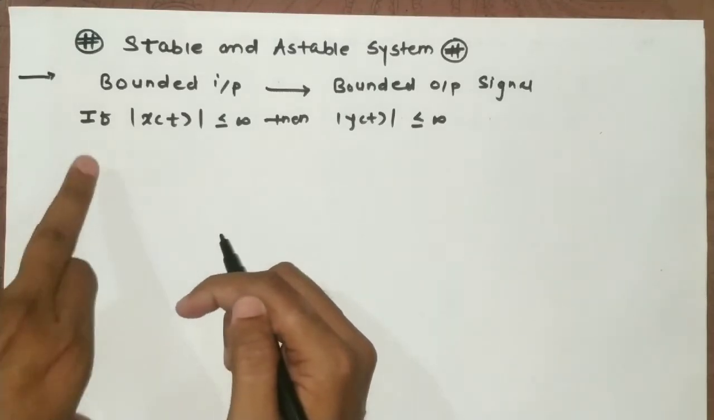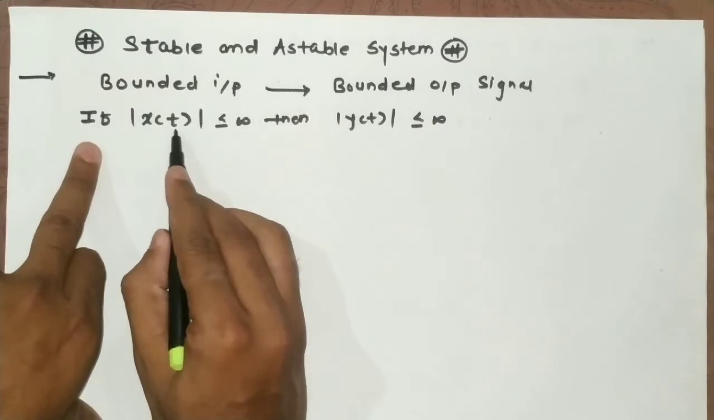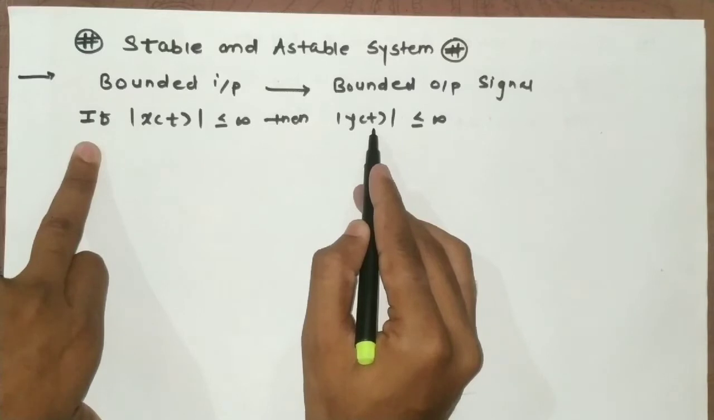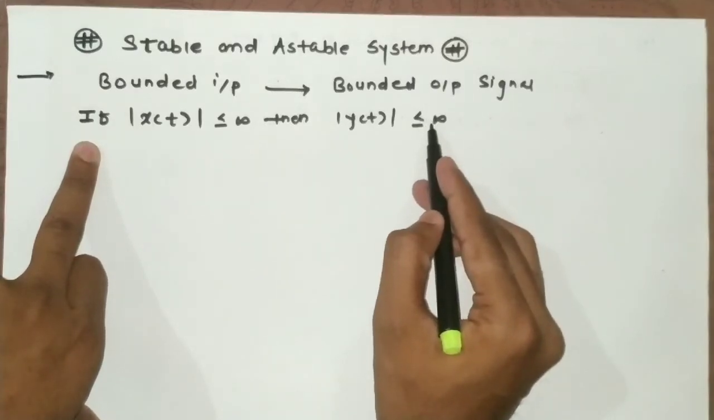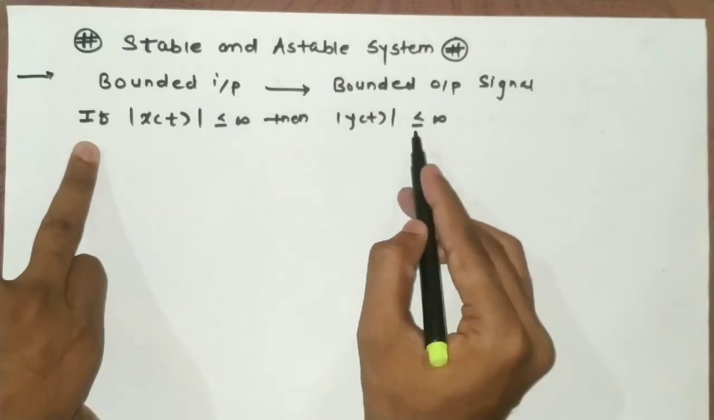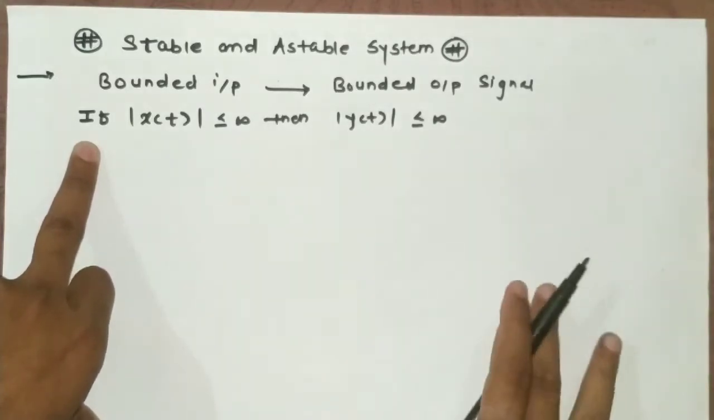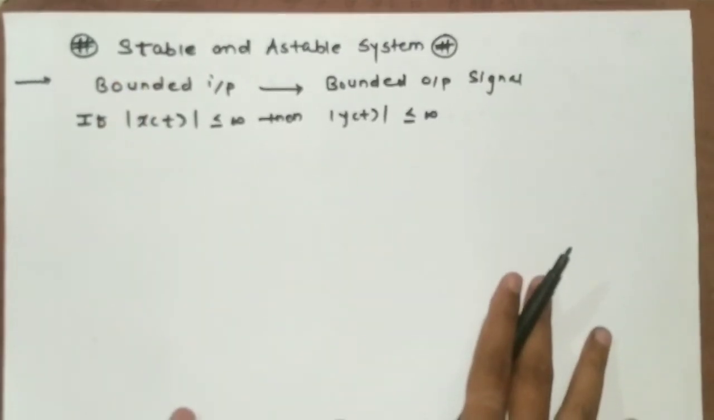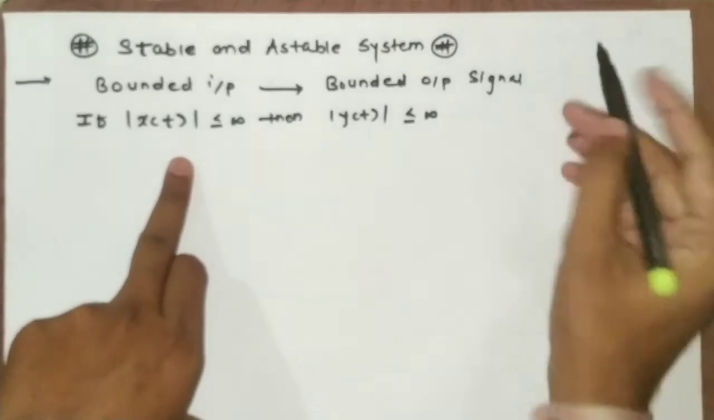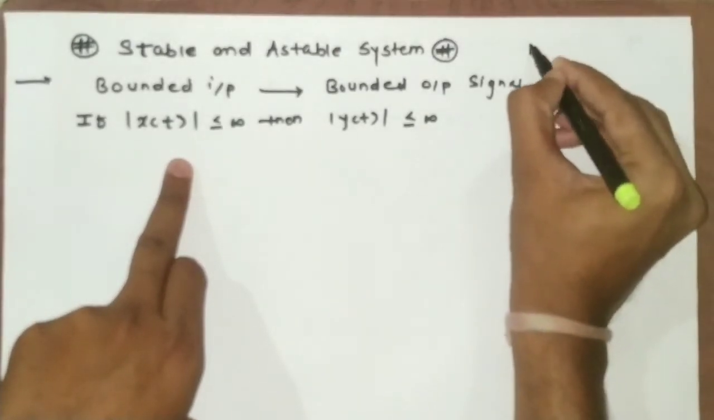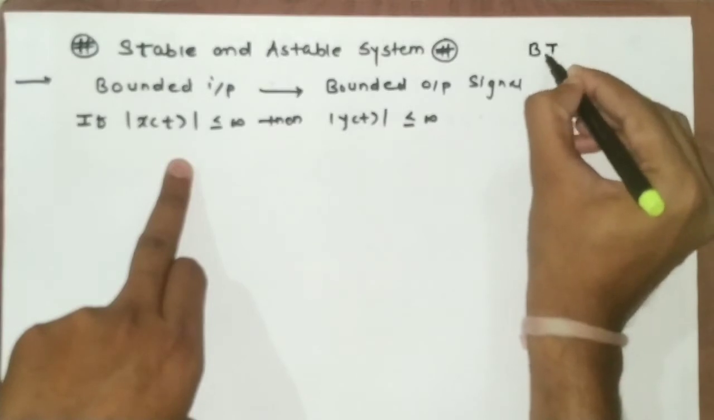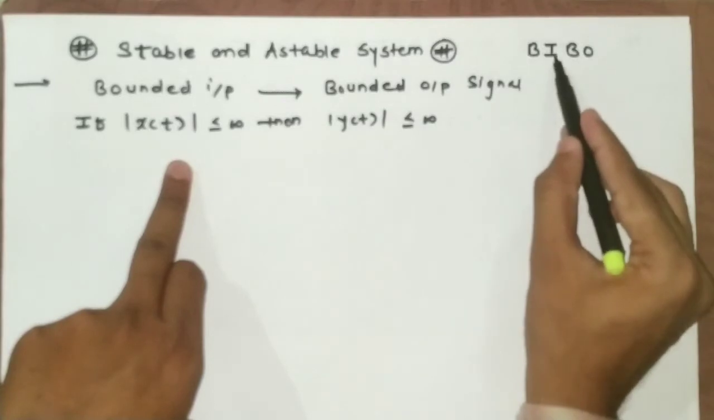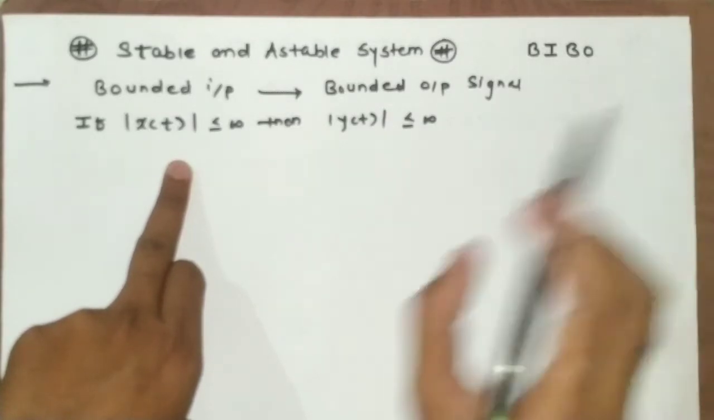So the necessary condition is: if we have an input signal whose magnitude is less than infinity, then it should produce an output signal y of t which is again less than infinity. So the condition is bounded input, bounded output. If this condition is satisfied, the systems are known as stable systems. Otherwise, they are going to be unstable systems. Based on that, we can say a system is said to be BIBO stable, which stands for bounded input, bounded output stable system.